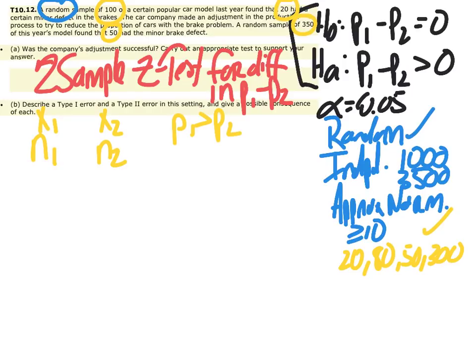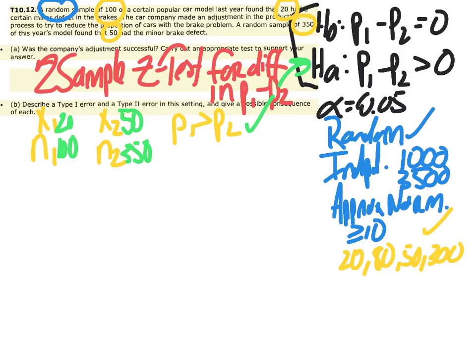In this case, what values do we put in for all of these? You should type in to your calculator 20 for this one and 100. And then we're going to have 50 and 350 for here. And again, to mirror this H sub A hypothesis, our P1 is greater than P2 in this case.